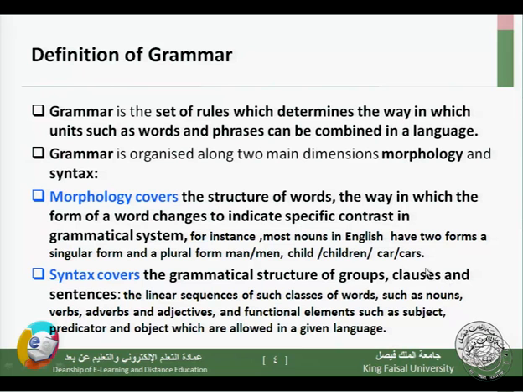This little morpheme, ren or e, the men, the plural, and the cars. So this is just an example of what morphology covers. You know, it changes. Now this is morphology.